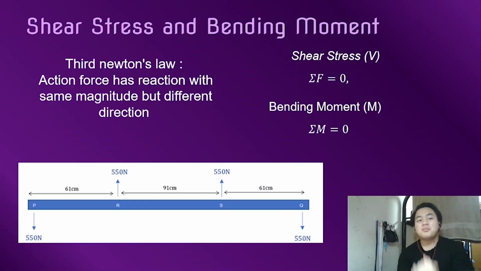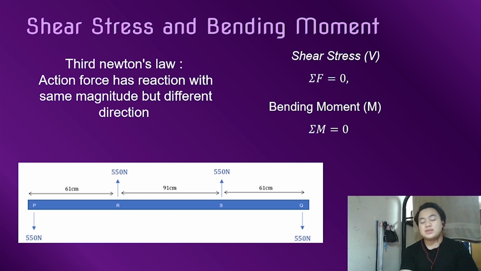Hello everyone, my name is Hazrat Khalis and I'm going to show you the shear stress and the bending moment in a graph. Before we dive into the graph, we need to know how we calculate the shear stress and the bending moment, which we use the third Newton's law. The third Newton's law, or the action-reaction force, is defined as when the action force has a reaction with the same magnitude but different direction.